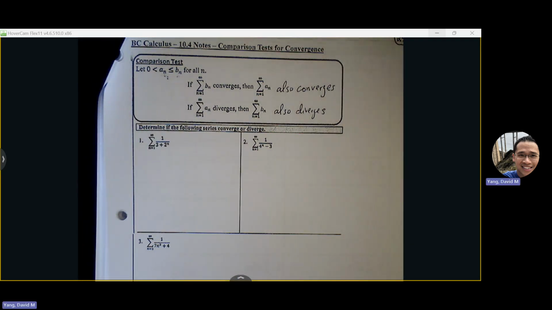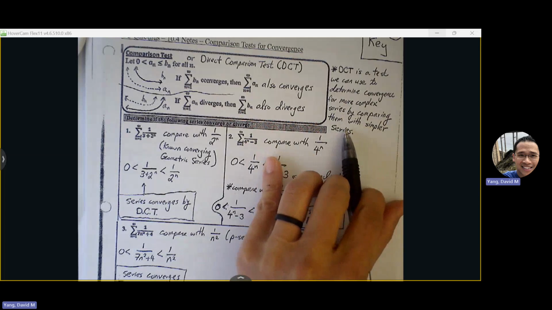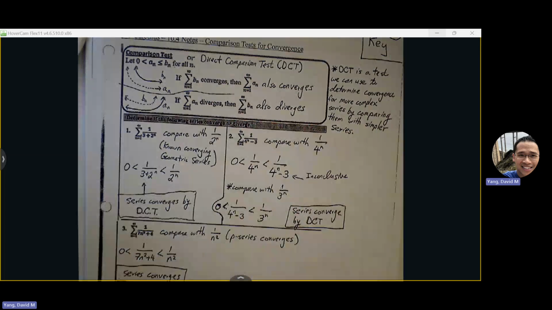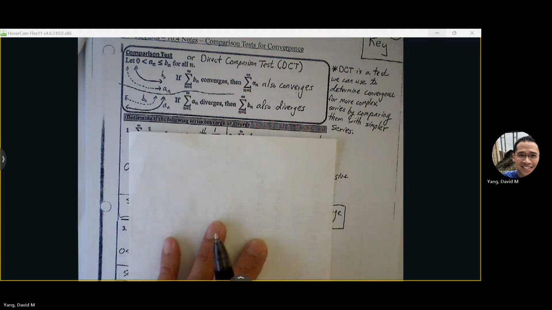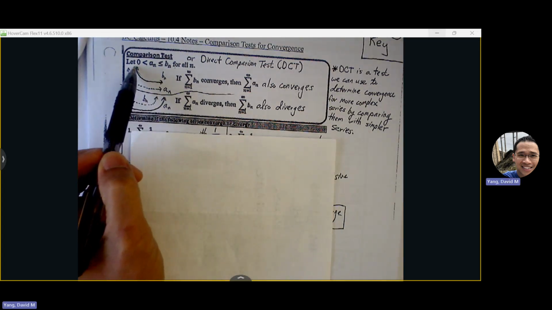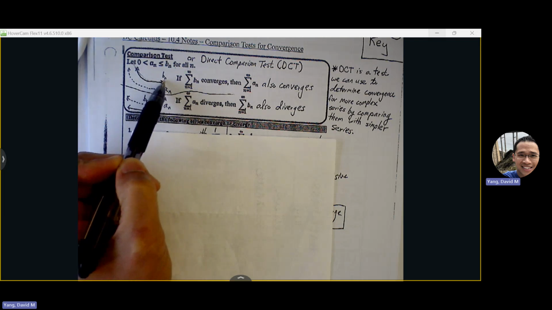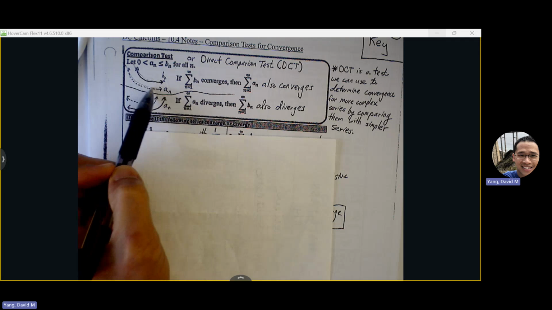So our direct comparison test is a test that we can use to determine the convergence of more complex series by comparing them with simpler series. And these simpler series are going to be what we've seen with geometric series or with integral tests or with known p series. So here's just a demonstration of this: let's say this b sub n converges, let's say it flattens out to some number, then anything that is less than it must also converge.